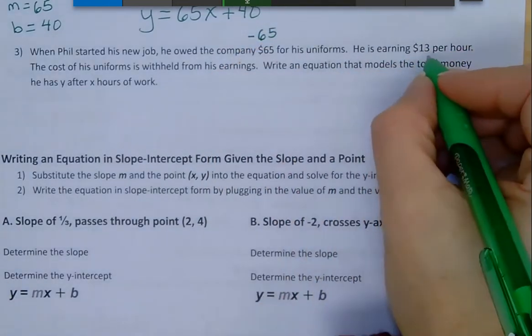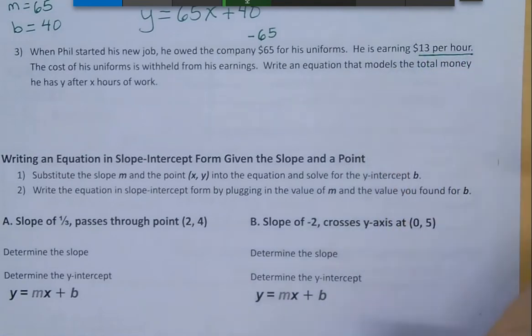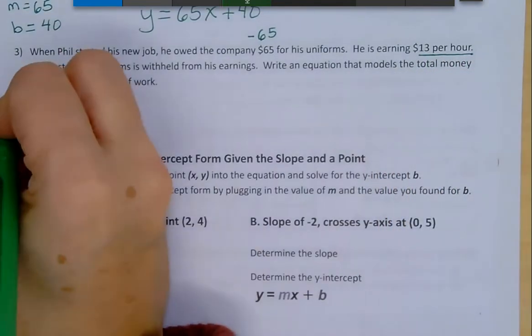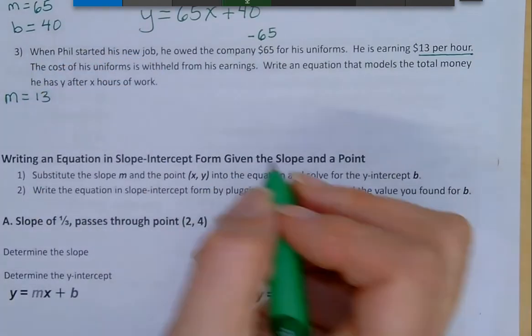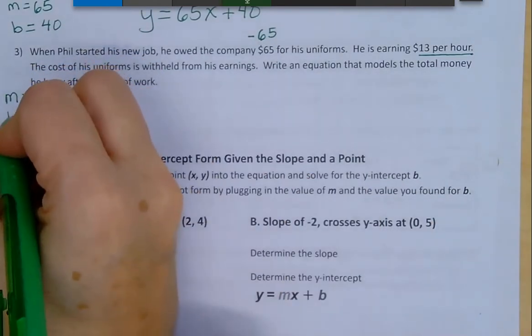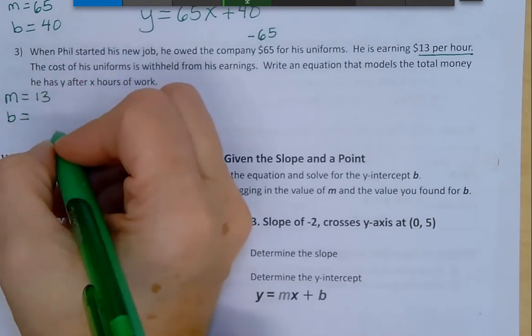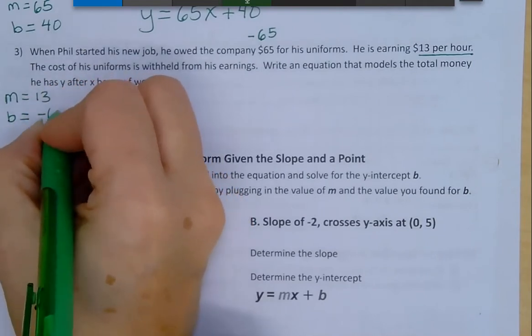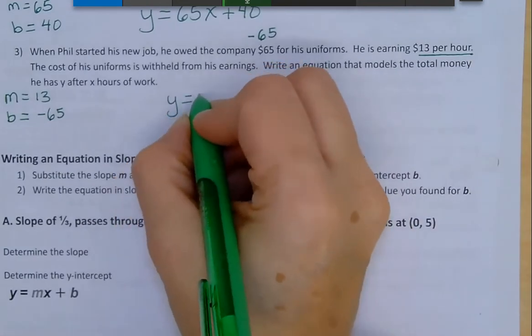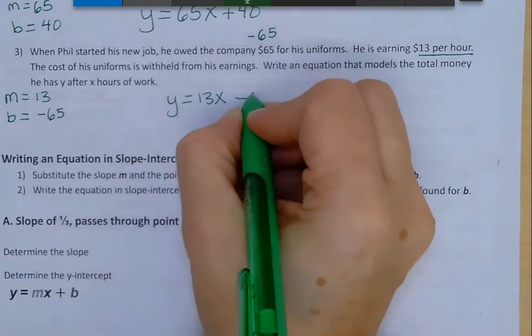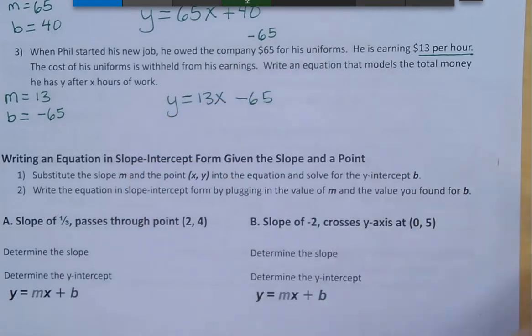Okay, he is earning $13 per hour, so that's going to be my rate. So when I think about that, my rate is $13 per hour, and the amount of money for his base starting amount was negative $65. So if I want to write this as an equation, y equals 13x minus $65.